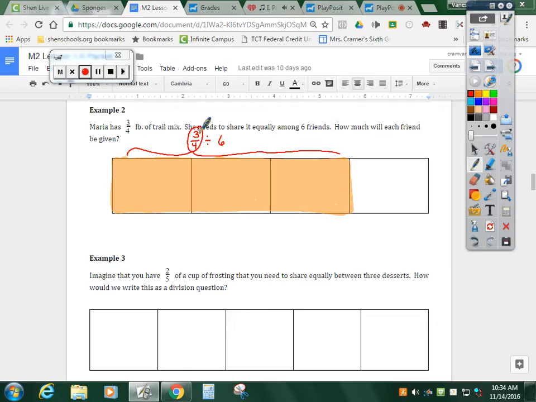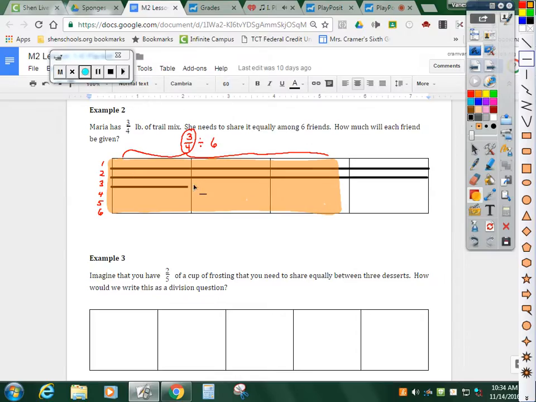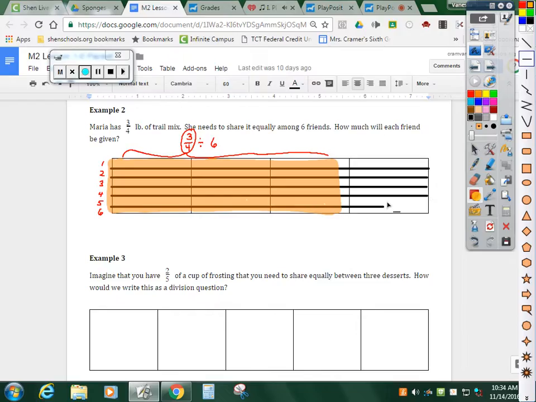Now I need to take 3/4 and break it into 6 equal sections. 1, 2, 3, 4, 5, 6. I hope you guys use your ruler. I need 5 lines to break it into 6 sections. 1, 2, 3, 4, 5 lines. Okay, that has given me 1, 2, 3, 4, 5, 6 sections, okay?